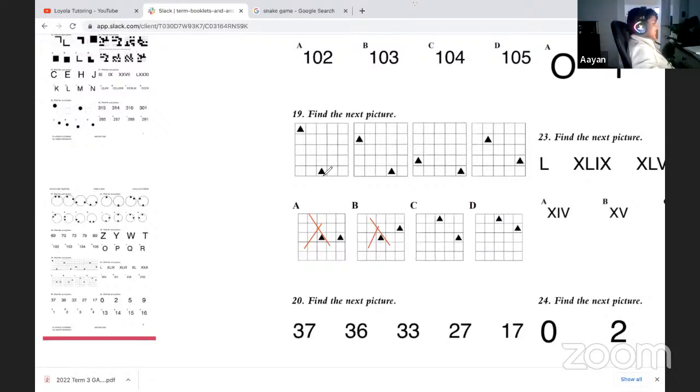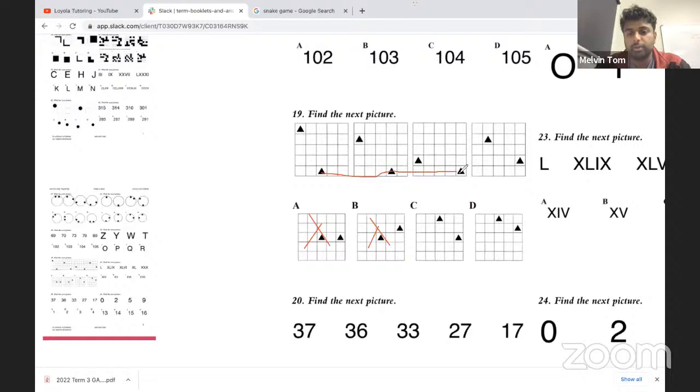Okay, cool. Let's try the other triangle now. So this triangle goes one space left to here. Then it goes one more square left to the right. Then it goes one square anti-clockwise up. So the next one should be up here. So the answer is C. There you go. That's how we do question number 19.